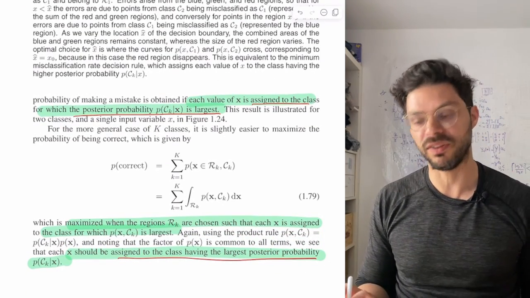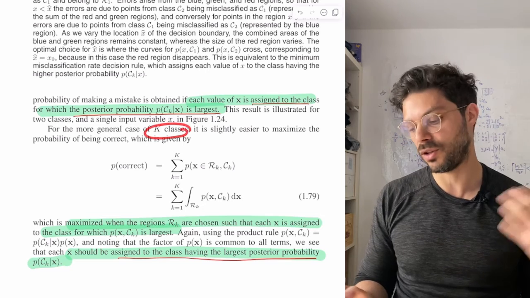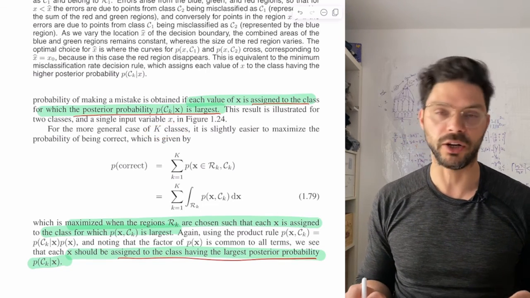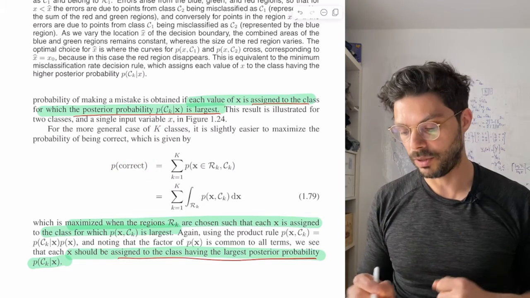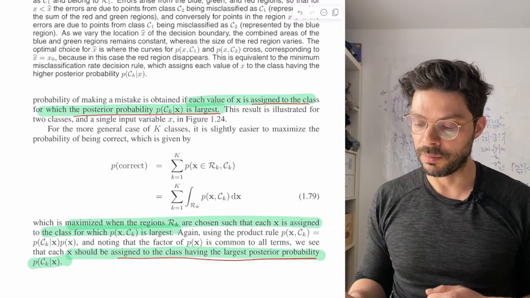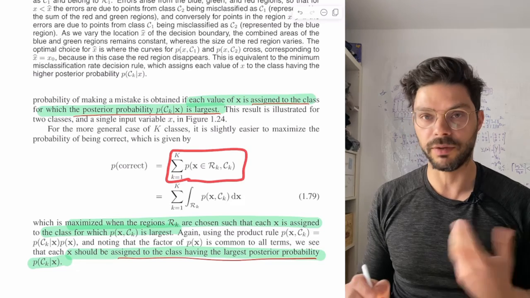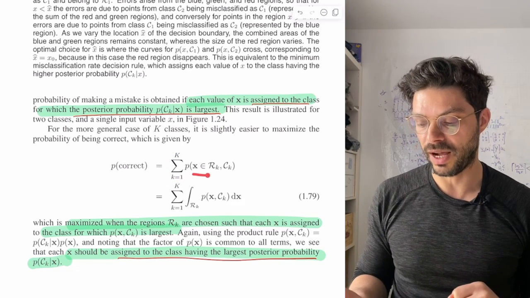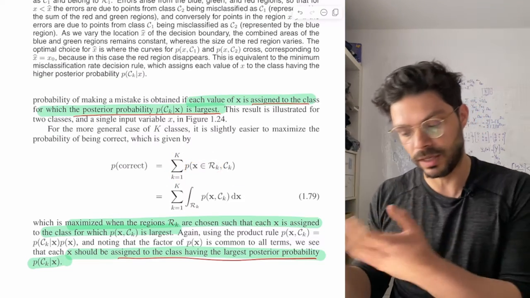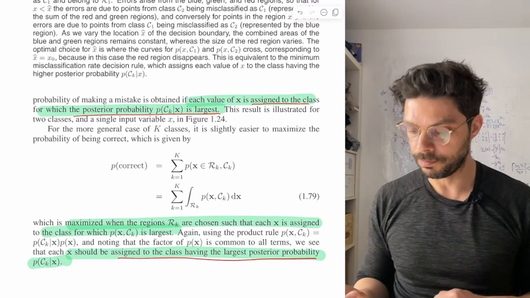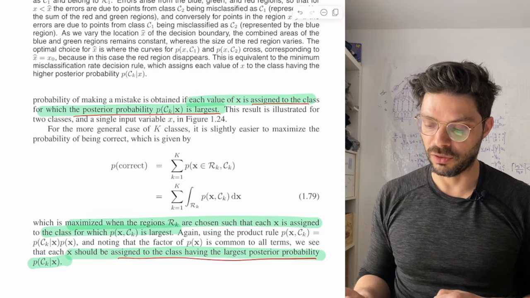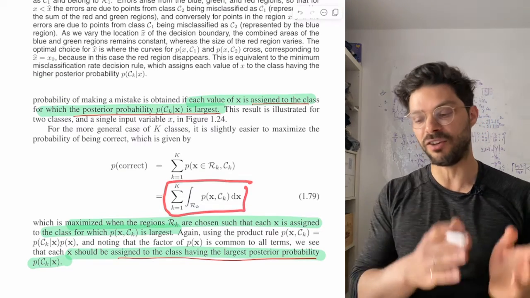Okay, so now going back, we just finish off this section by talking about what happens when there are k classes, and it's just an obvious extension. In this particular case, we're going to look at the probability of correct, because it's a bit easier when you have multiple classes. So this is now the sum over all of the different regions of the probability of x coming from that region and being in that class. I keep getting the classes and regions mixed up, but hopefully you know what I mean.